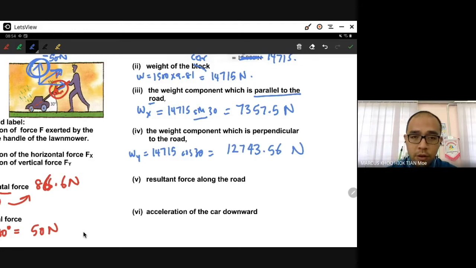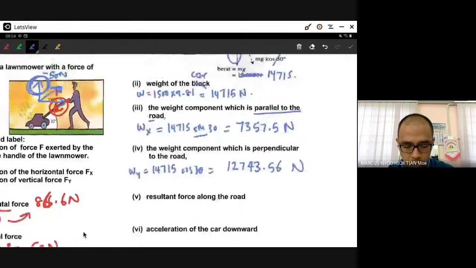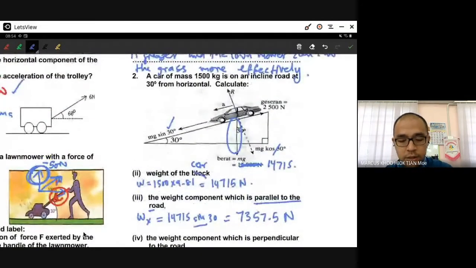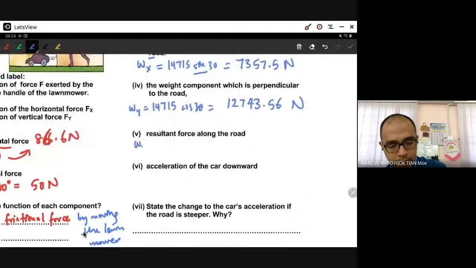So the resultant force, let's talk about this. Resultant force along the road. What do we take into account? Wx minus the frictional force, which is 7357.5 minus how much is the frictional force? 2,500. Okay, so how much?